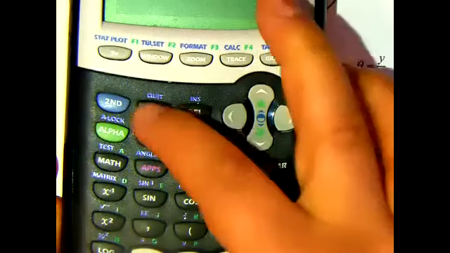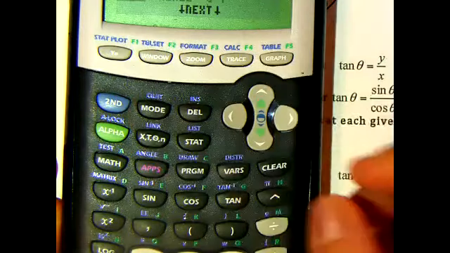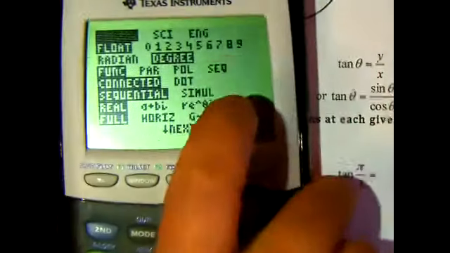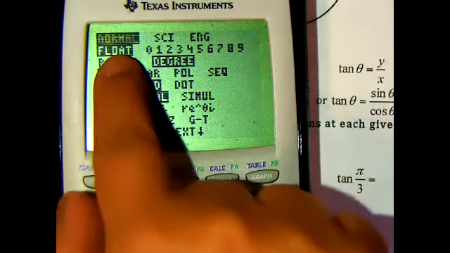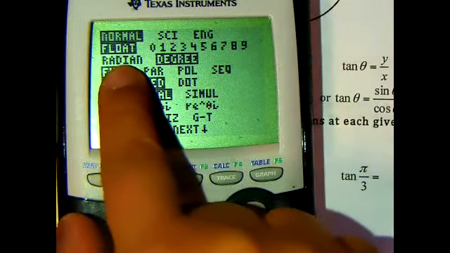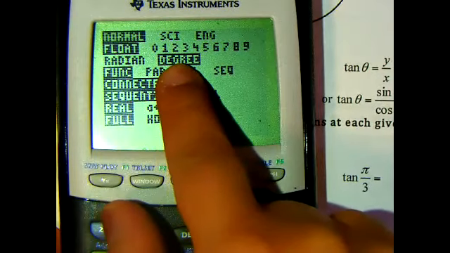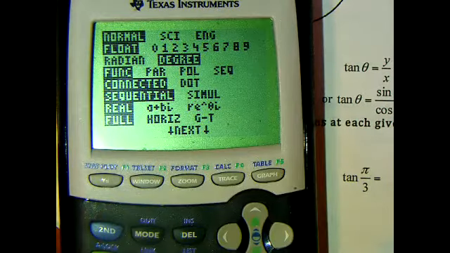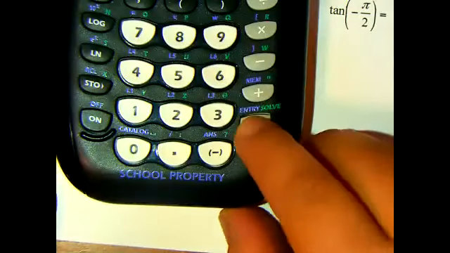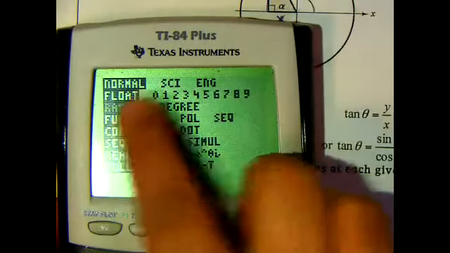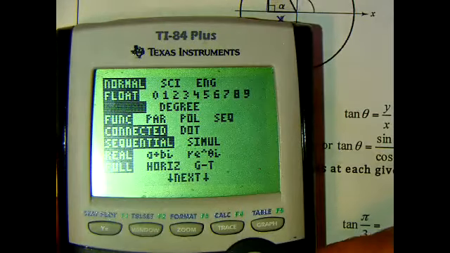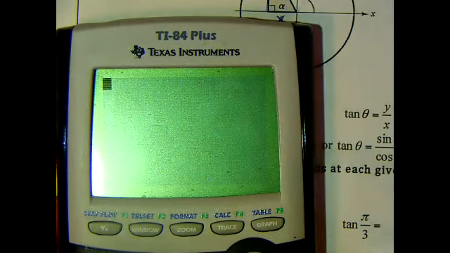So for radians, we're going to go to mode in our graphing calculator. When we click on mode, we have all of this. Notice mine is not on radian because degree is highlighted here. So I'm going to go down to radian and press enter at the bottom of my calculator right here. Now radian is highlighted, so I'm in the correct mode. I'm in radian mode because that's what I'm using.